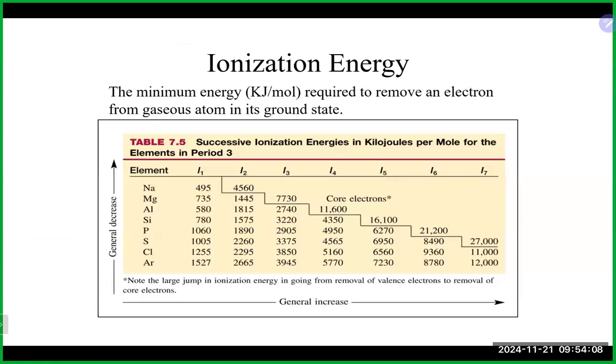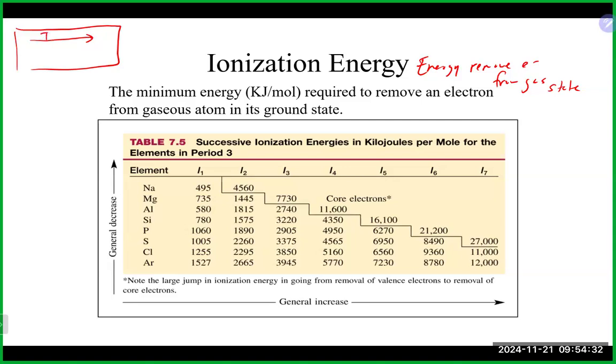Another really important property is ionization energy. A reminder that the ionization energy is the energy required to remove an electron from the gas state. The general trend in ionization energy is that it increases as you go up to the right and decreases as you go down. That's the first ionization energy theme.